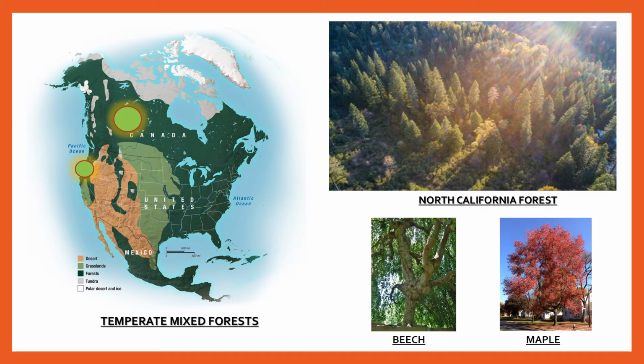The coniferous and deciduous trees are found in temperate mixed forest. Temperate mixed forest means it's a mixture of both types of trees which you can find in coniferous and deciduous type of vegetation. Canada and North California have such forests, and the important trees found in this region are birch, beech, maple, oak, etc. I have already shown you the pictures of birch and oak trees. So here the last two pictures of beech tree and maple tree are given.